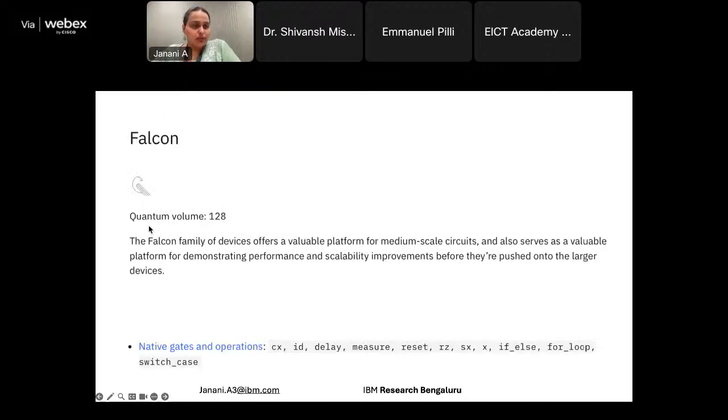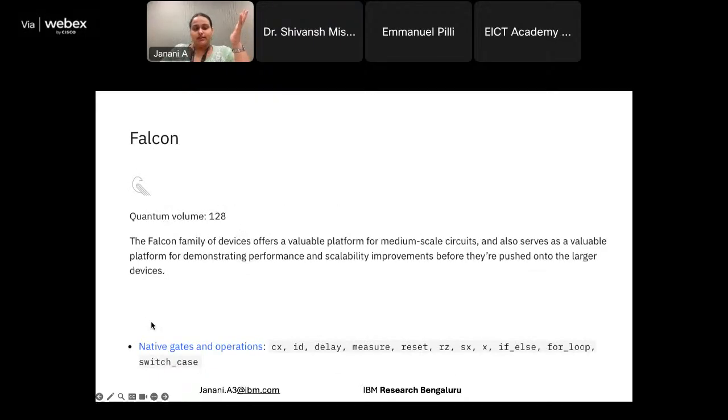Then we had the Falcon quantum processor, which has a quantum volume of 128. By the way, quantum volume is not the same as the number of qubits. The number of qubits we discussed before, I think it was 23, right? The quantum volume is, however, 128, and it helps you gauge how many gates you can apply, how many qubits it can support, and also the depth of the gates that you can implement on a quantum computer. The Falcon family of devices is good for medium scale circuits, and serves as a valuable platform for demonstrating performance and scalability improvements before they're pushed on to larger devices.